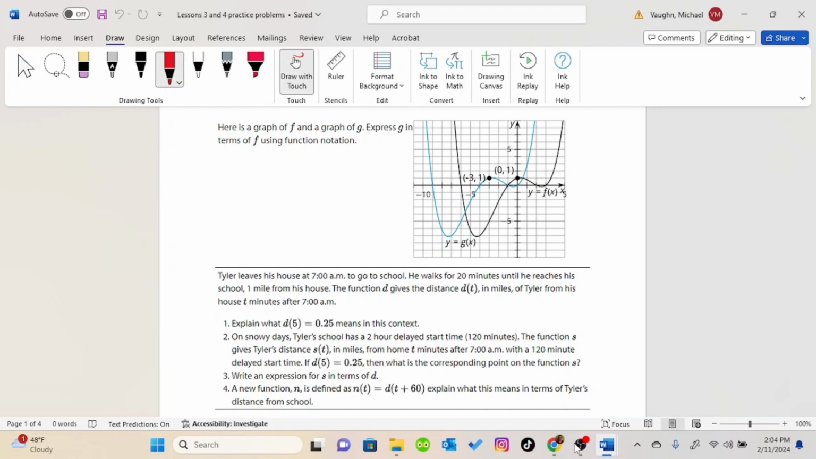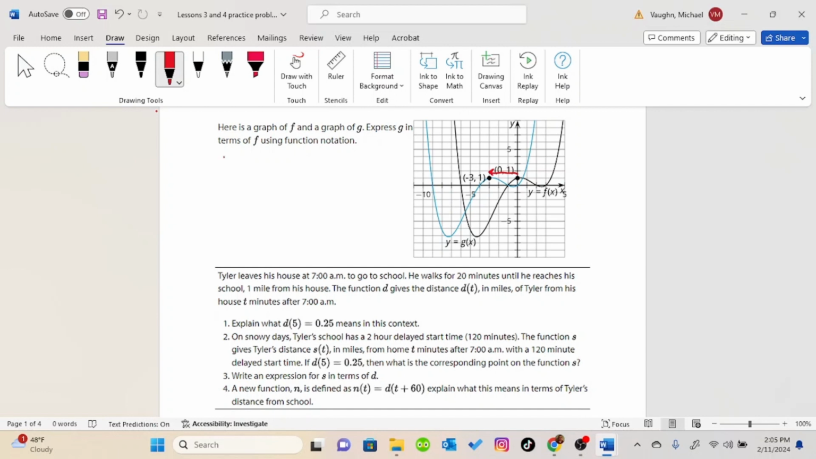So function f is the graph to the right, and function g is the graph to the left. They have pointed out these points at the peak, and we can see that the y value is 1 for both graphs, but we can see that we have gone from 0 as x on f of x, and we've shifted left 3 spots to -3 on the graph of g of x.